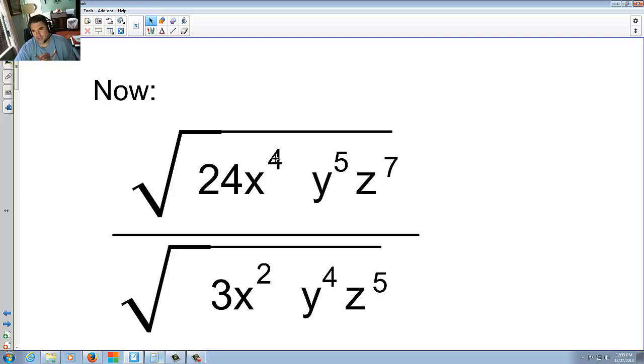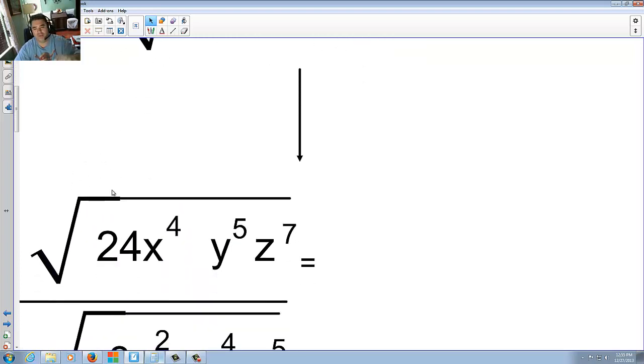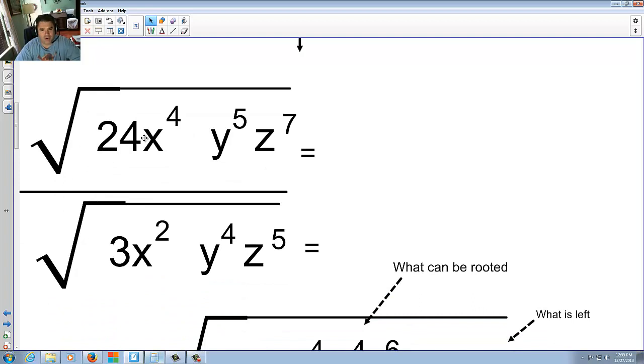Now, 24x to the 4th, y to the 5th, z to the 7th, over the root of 3x squared, y to the 4th, z to the 5th. Step 1. Again, I'm going to break these down, not pulling them on the outside quite yet. What I'm going to do is figure out which root of both.